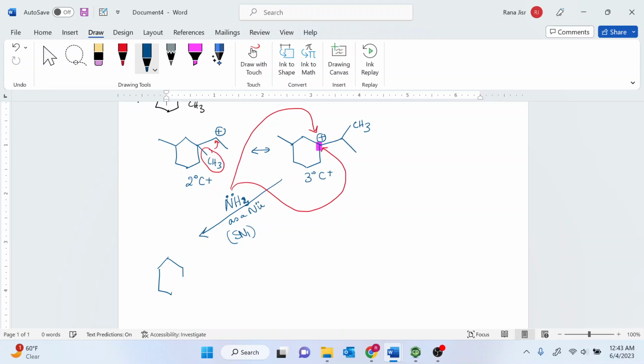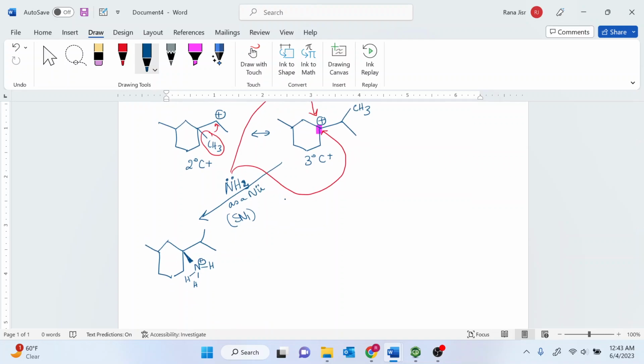So you're going to end up getting, here you go, the two CH3s and the NH3. So the NH3 is going to attack with the nitrogen and the three hydrogens, and you are making a bond between the nitrogen and the carbon in there, plus the NH3 can attack at the back.